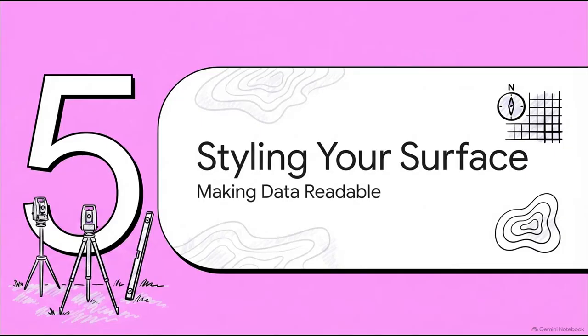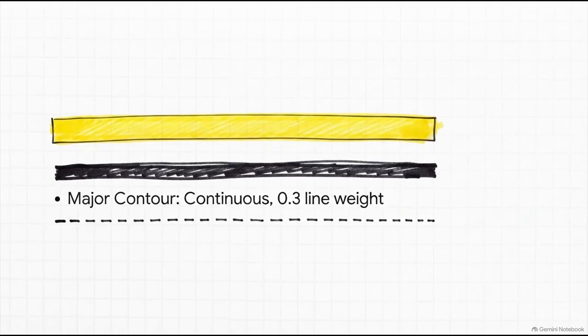And finally, Section 5, styling your surface and making data readable. Having accurate data is really only half the battle, right? If you or your team can't read it clearly, it's kind of useless. So let's make this visually distinct by creating a brand new, highly readable surface style. Let's go ahead and call it the HB Surface style.